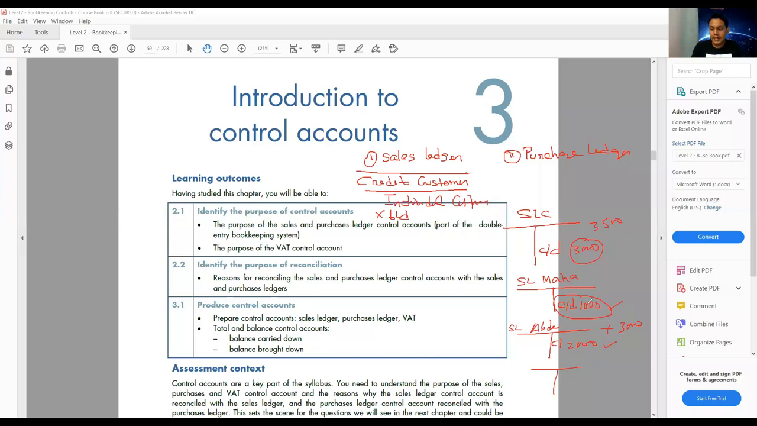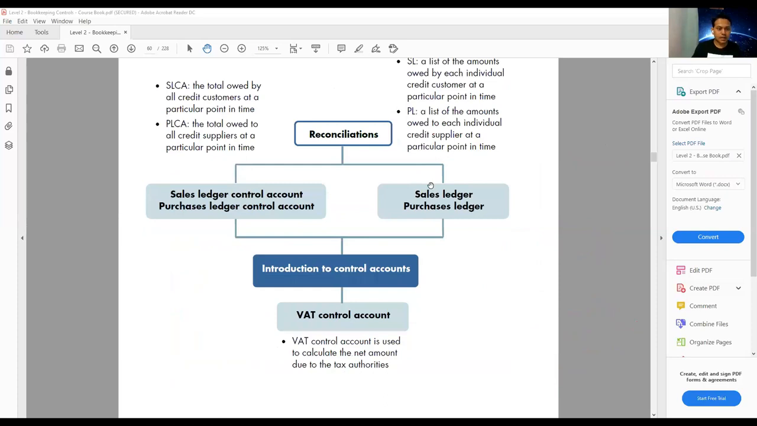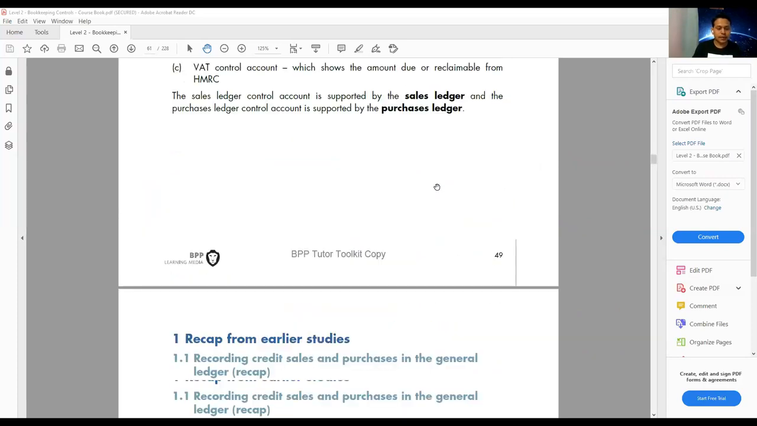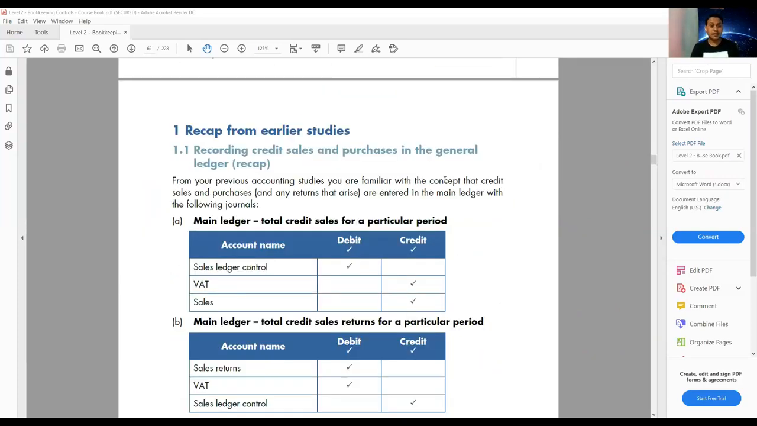Okay, let's move on. Now we will go inside the chapter in detail and see what is there. Okay, so the first thing, we're going to see some journals. That's a recap from the earlier studies. Recap from your earlier studies.